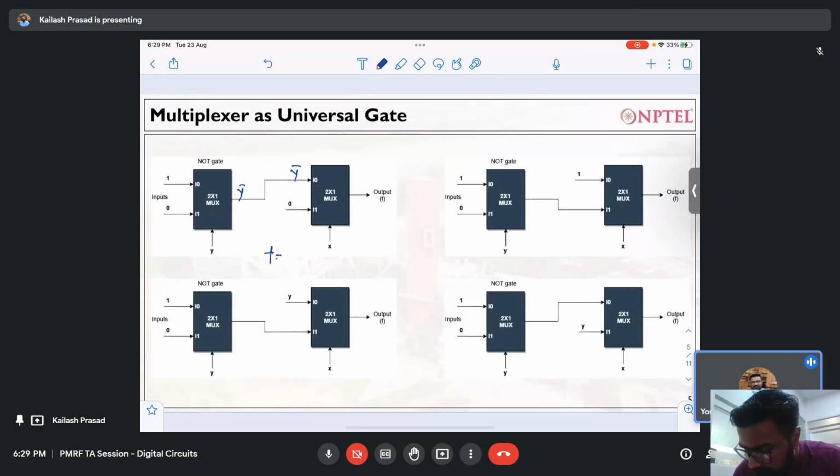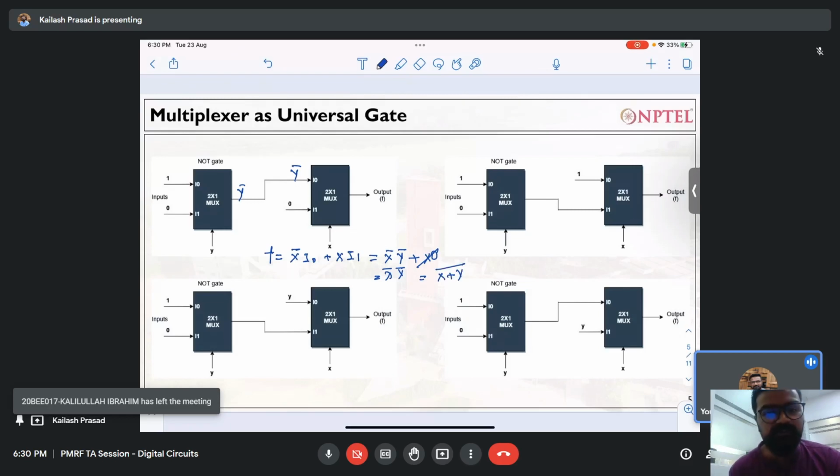You write the equation f equal to x bar I0 plus x I1, right? So this is the equation. And now I will put the values of I0 and I1. So x bar I0 is y bar, plus x I1 is equal to 0, so this term will be gone. So this will be x bar y bar, right? And you can apply De Morgan's, so this will be (x plus y) to the power bar. So this is a NOR gate.